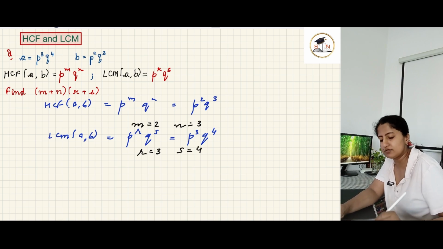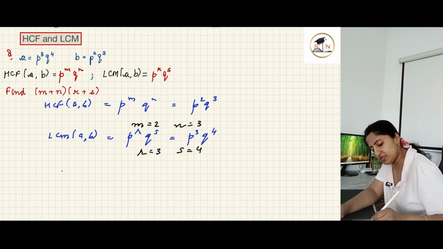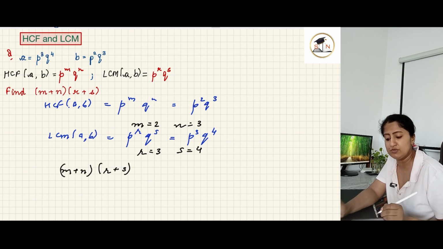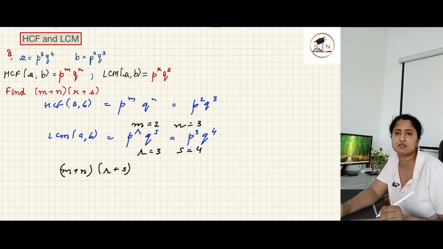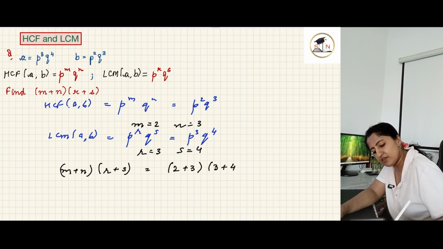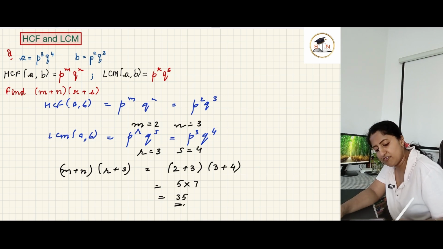Now we just need to substitute these values in the given expression. So M plus N times R plus S. See, I am trying to write each and every step so that you learn how to write and present your answer in your board paper. Okay. So M plus N times R plus S. Now substituting the values, it gives me 2 plus 3 times 3 plus 4. And what do we get? We get 5 times 7. And here we get 35 as a final answer.